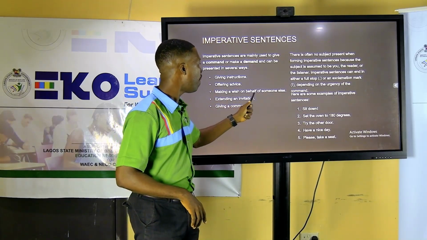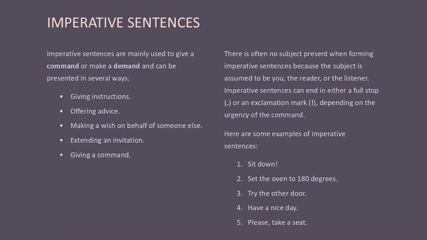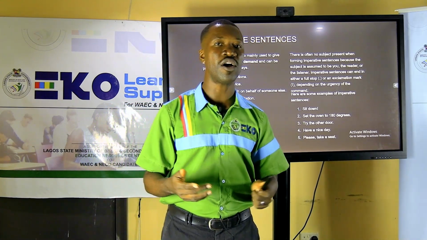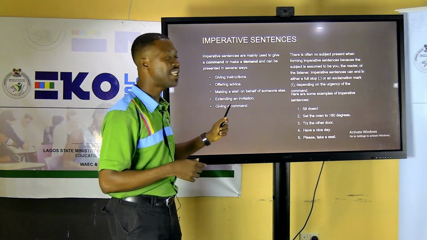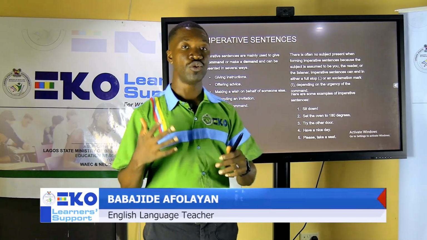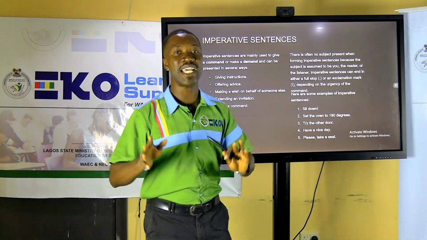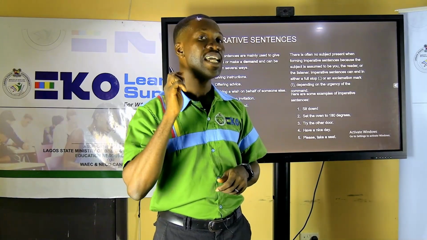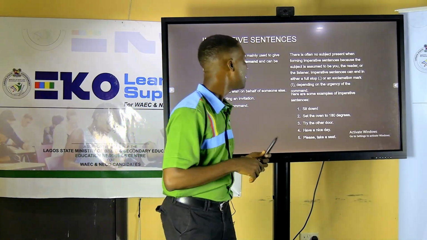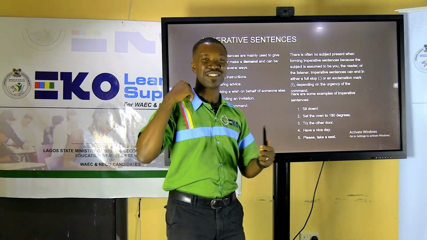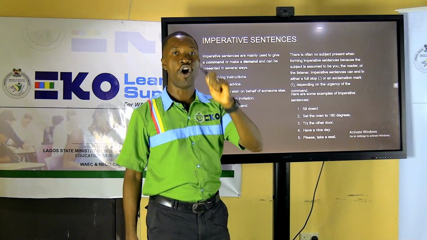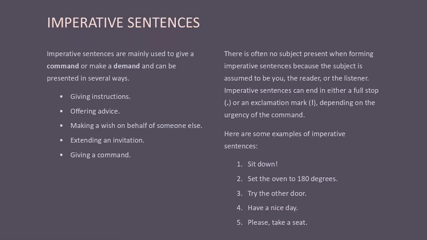You are making a wish on behalf of someone else, you make use of the imperative sentence. And also, when you are extending an invitation, you also make use of the imperative sentence. And finally, when you are giving a command, which many times we do when we make use of the imperative sentence, we need to note that we do not have any subject present. Many times we make use of our imperative sentence because the subjects have been deleted, and it is assumed that you are speaking directly to either the person or the reader. Imperative sentence sometimes can end in a full stop. Sometimes it can also take an exclamation mark depending on the urgency of such commands.